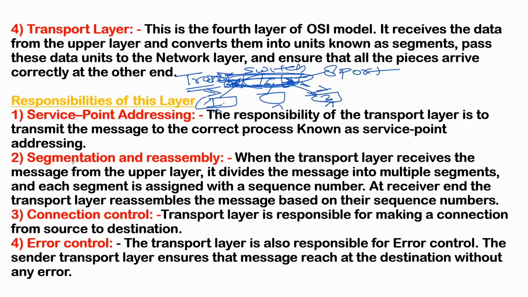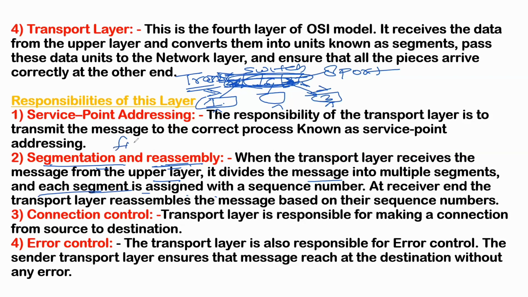And the second responsibility is segmentation and reassembly. Segmentation and reassembly means when the transport layer receives the message from the upper layer, meaning the session layer, it divides the message into multiple segments. It will convert your data into segment format, into multiple segments, and each segment is assigned a sequence number.